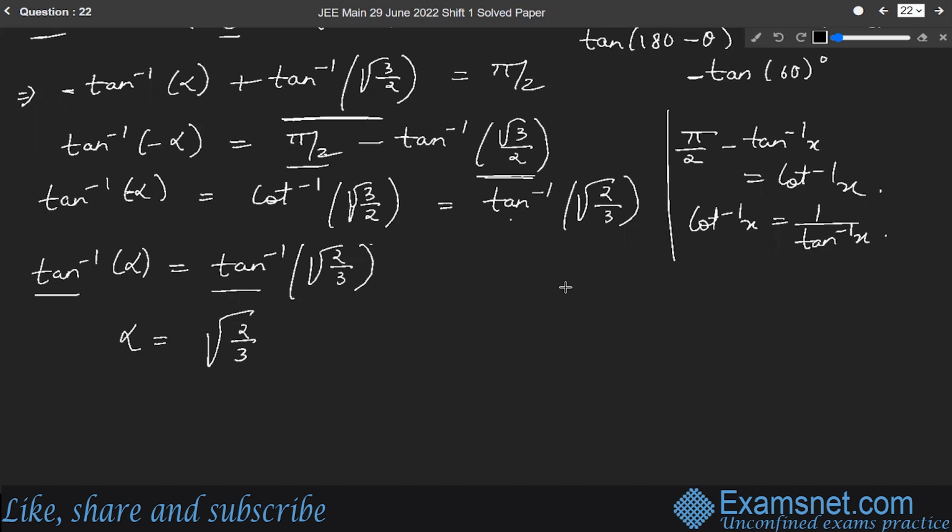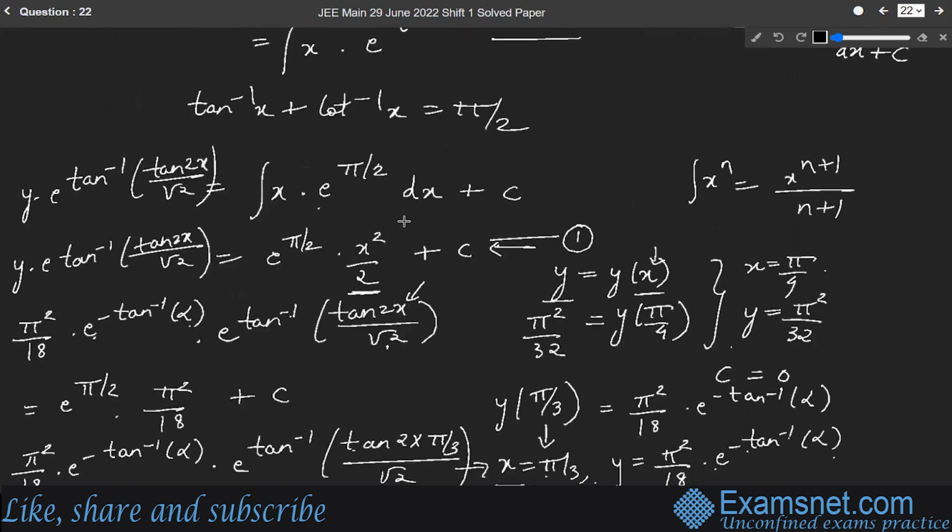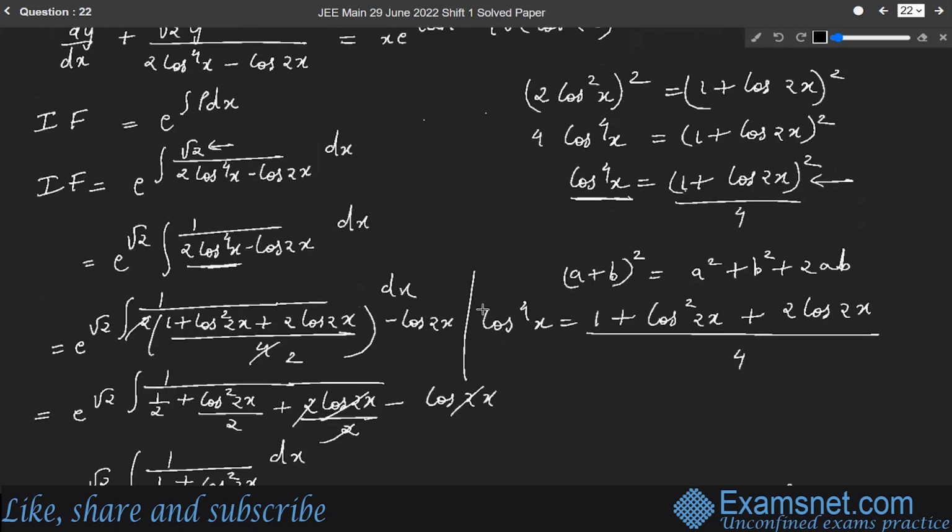Now on squaring both the sides, we have alpha square equal to 2 by 3. Now cross multiplying, 3 alpha square will be equal to 2. And this is the required value that we have to calculate for this equation. We have to calculate the value of 3 alpha square, and the value of 3 alpha square is 2. So for this question, we can say that the correct answer is 2.